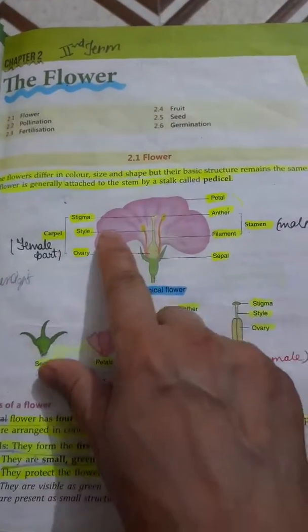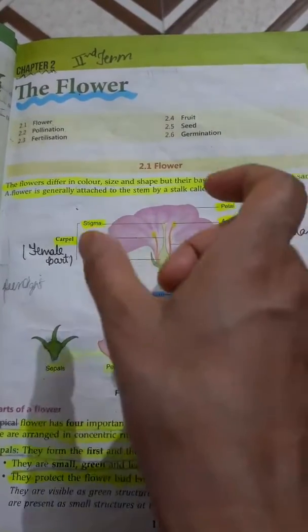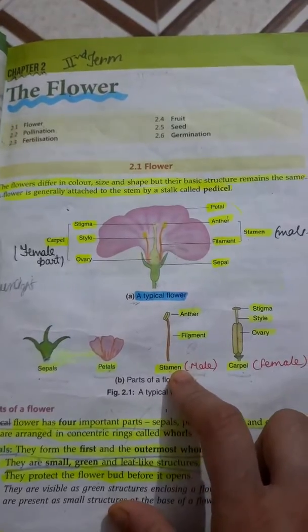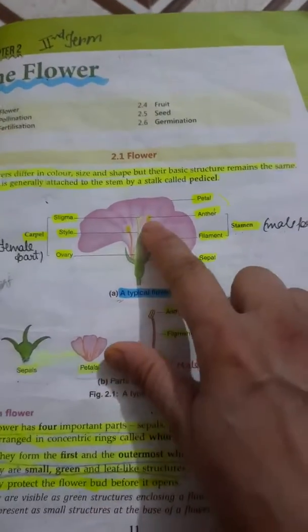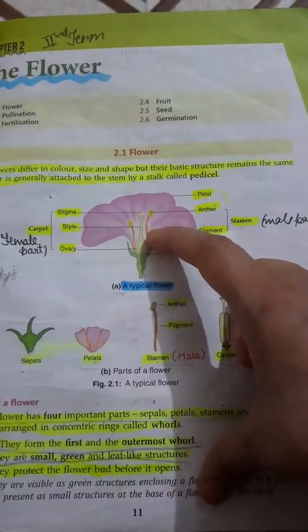Second one is the petal. Petals are the large showy parts which are colorful and attractive, so that they can attract insects towards them. Next, the third whorl is the stamen, which is also known as the male part. You can see, in different flowers there can be more than one stamen also.